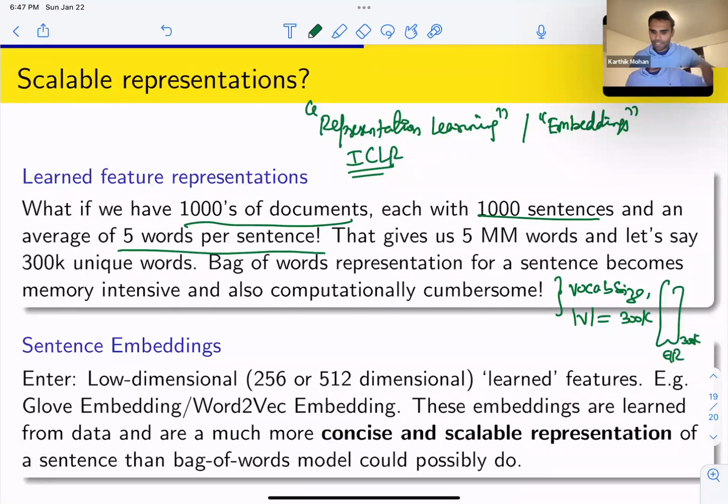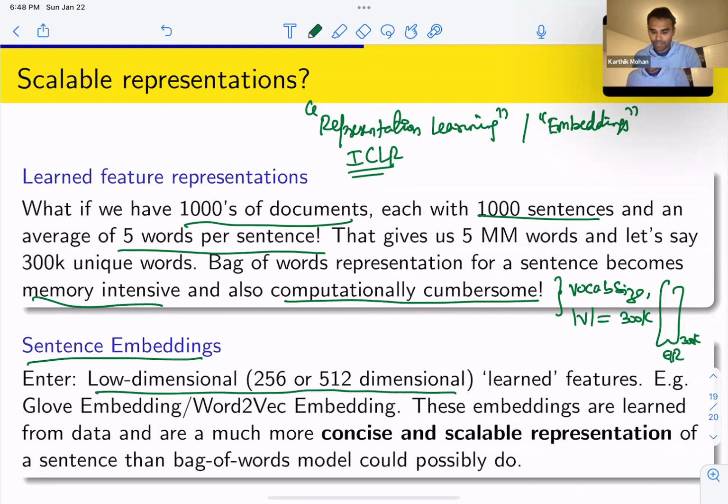So really huge vectors. This makes it computationally cumbersome to store these huge vectors or pass them into a machine learning model. It's also memory intensive. Maybe you have better ways of storing it, but still you have to work with really huge parameter spaces. So sentence embeddings come to the rescue. You can learn low dimensional, like 256 or 512 dimensional features. So instead of having 300K, you would have something in 256 dimensions. This is a more dense or compact representation for a sentence.